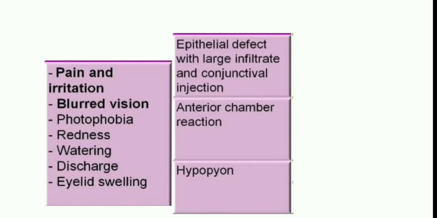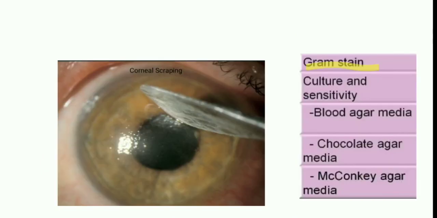When you look into the symptoms and signs of a bacterial corneal ulcer, in the symptoms mostly you get pain, irritation and blurred vision. There will be photophobia, redness, watering, discharge and eyelid swelling. And what are the signs? Epithelial defect with large infiltrate, conjunctival injection, anterior chamber reaction and hypopyon. Remember that the hypopyon will be sterile and mobile.